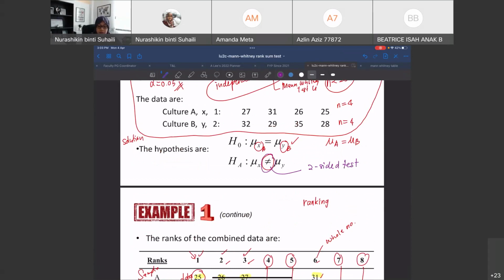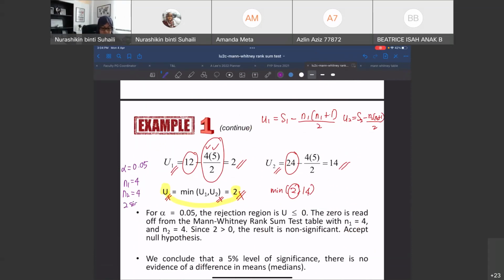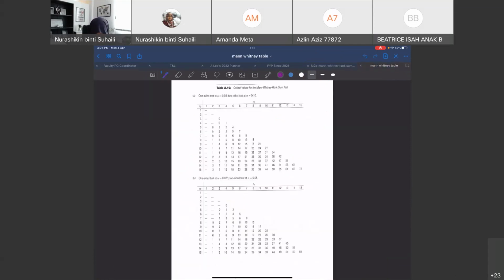If it is greater or less, that one is one-sided. So why is this information important? Because this is two-sided, we want to refer to the table. So now let's have a look at the tables. You have to find the table that matches your condition. So now you have two-sided, alpha 0.05.